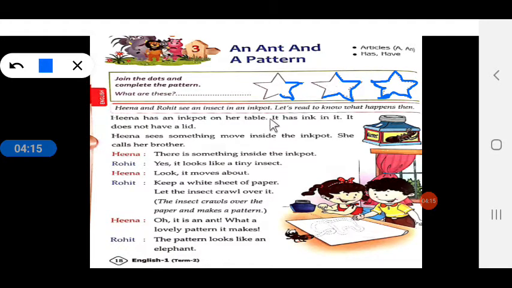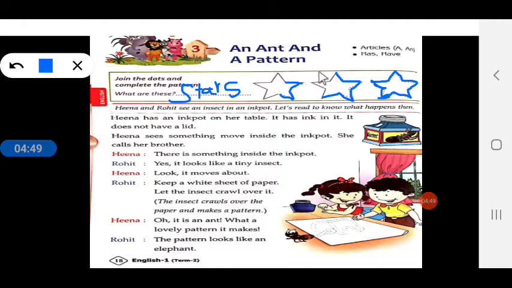So have you completed this pattern by joining these dots? What are these? Which patterns are these? Do you know? Yes, these are stars. So you can write the names: stars. So these are stars. Now you have completed the pre-activity. Now let me read the lesson and then complete it.